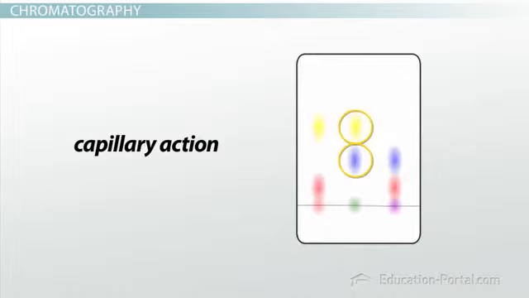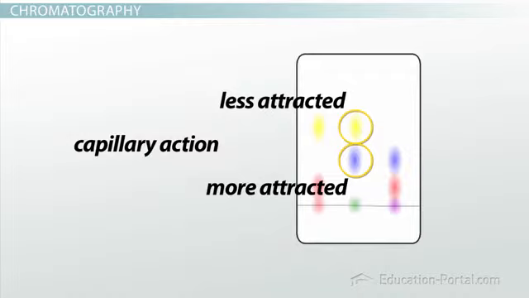The attraction that the dye has with the paper will determine how far the dye travels up the paper. Dyes that are more attracted to the paper won't travel up as high, and dyes that are not as attracted to the paper will travel up the highest. Once the solvent reaches the top of the paper, the line where it finishes is marked, and the chromatograph is removed and allowed to dry.